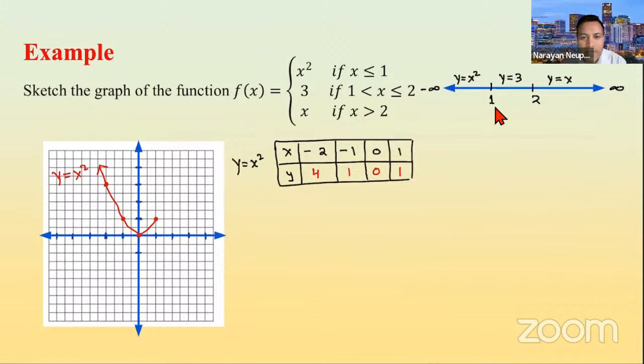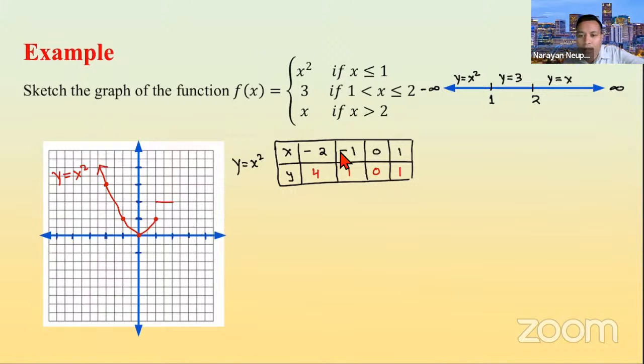Now for the second piece, from the values between 1 and 2, if you look at the screen, the value of the function is always 2. So here is 1, here is 2. Between those two, the value of the function is always 2. We start here and we go up to there. See, it's always 2, right? It's not changing, it's horizontal.